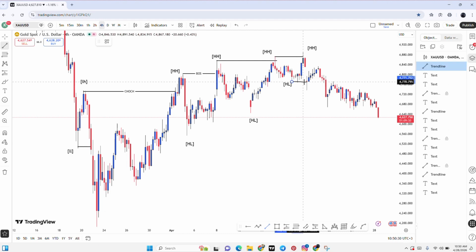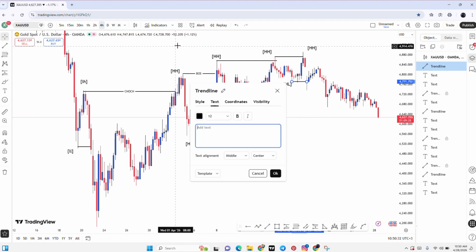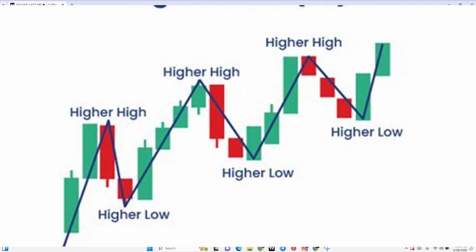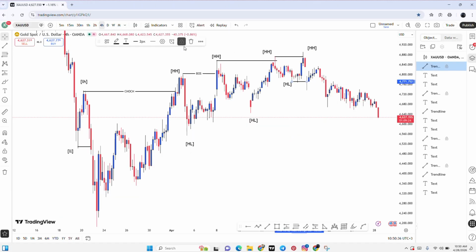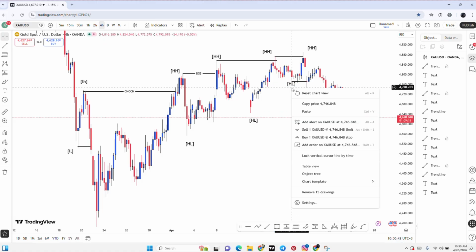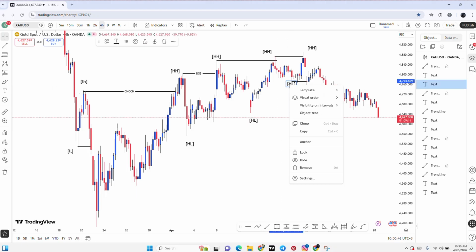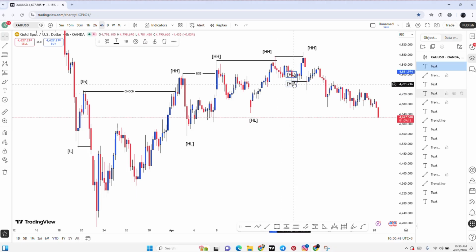You can see we didn't break. We mitigated that area, so this will be our higher low because we didn't close below. This is our higher low, and then this again our higher low. Let me show you. That line over there is a higher low, but since price did not close below, this will be our higher low again.